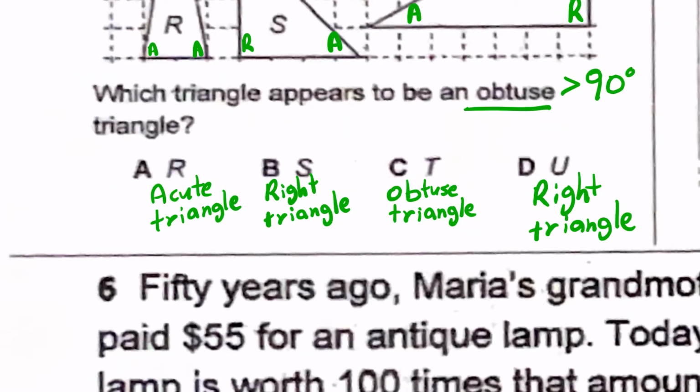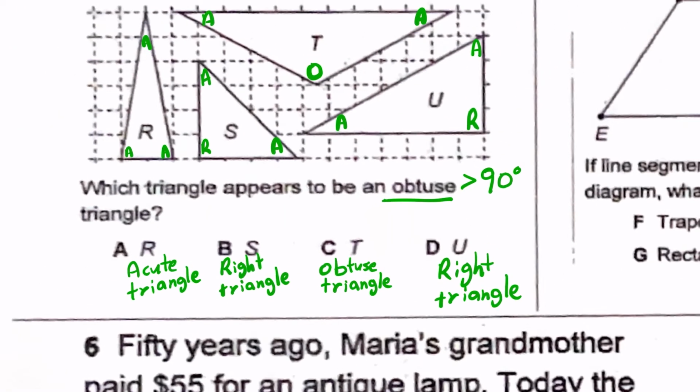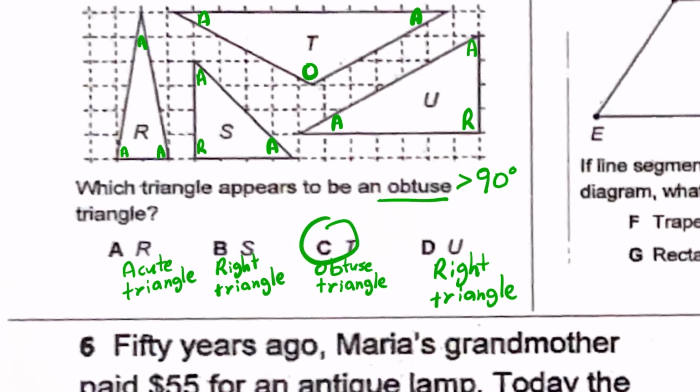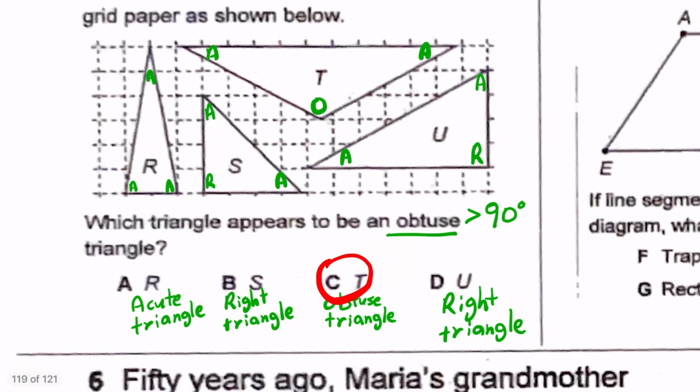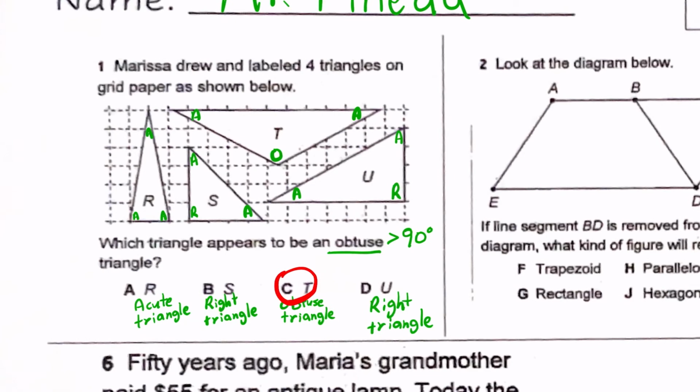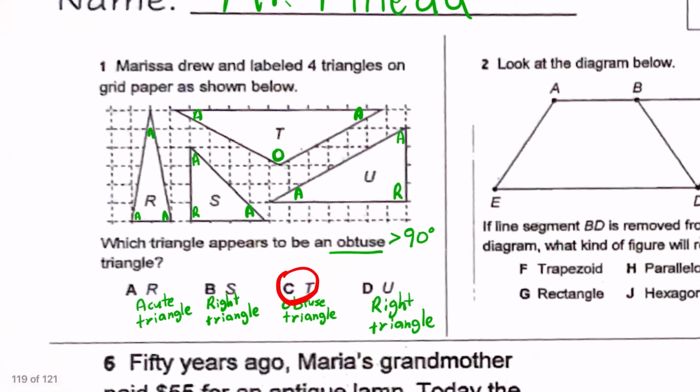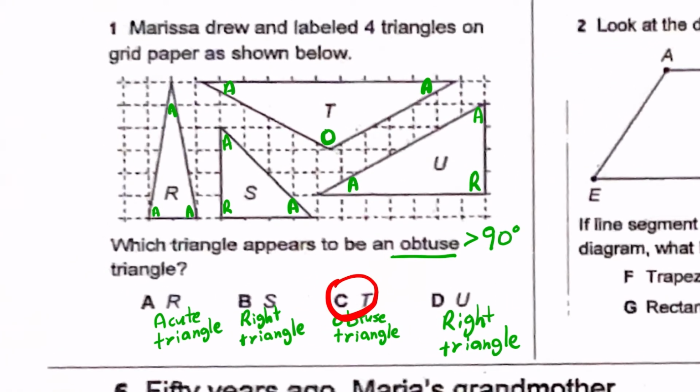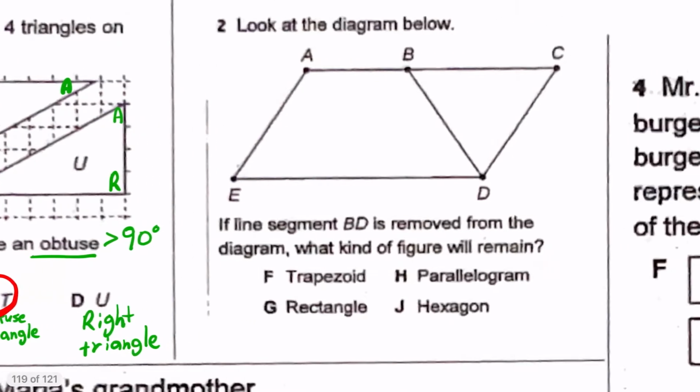So here you have your different triangles, and you were looking for an obtuse triangle. So that means that my answer is C. An obtuse triangle would be triangle T. And that was question number 1. If you have any questions about question number 1 because you did not understand it, make sure that you ask me sometime this week. Let's go to question number 2.